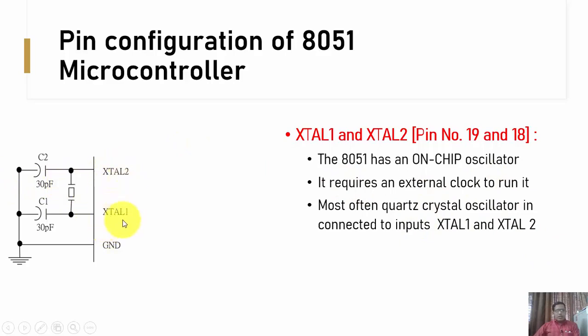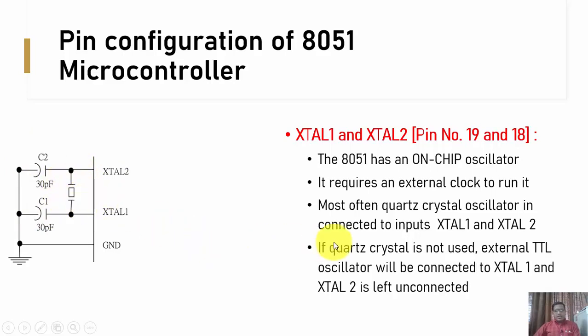When we use both these pins and fulfill the clock requirement with the help of an external crystal, this crystal is connected between XTAL1 and XTAL2, along with a 30 picofarad capacitor. However, if you do not want to use this crystal, then we can directly connect an external TTL oscillator to the XTAL1 pin, and the XTAL2 pin is left unconnected, like this.